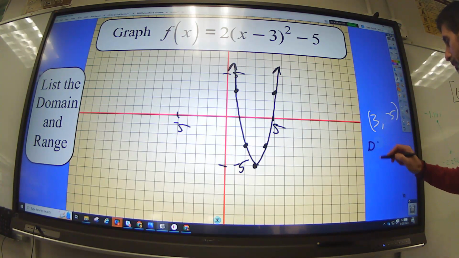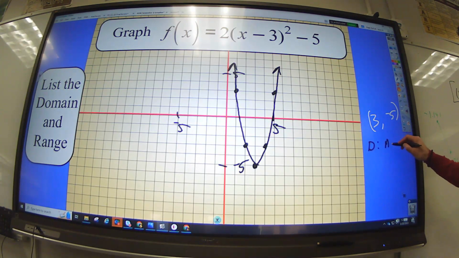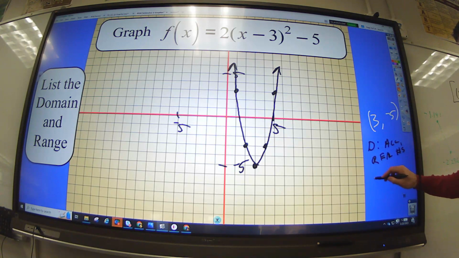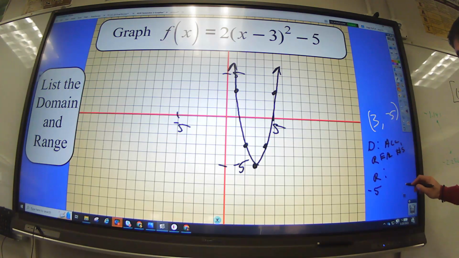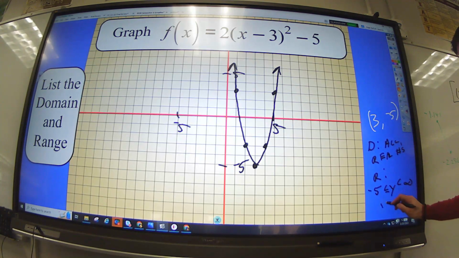Domain. What's my domain for the parabola? All real numbers. What's my range? -5 all the way up to infinity. You could also put y is greater than or equal to -5, right? That also works.